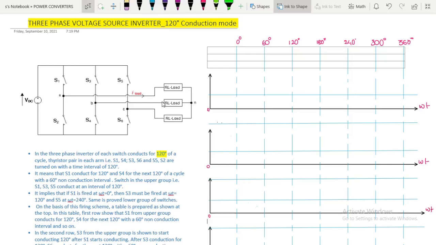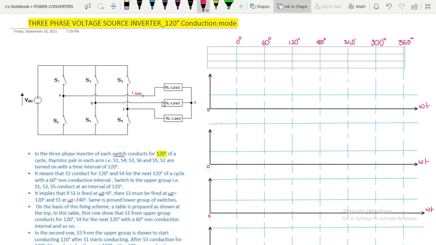So, hello students, we are going to see three-phase voltage source inverter with 120-degree conduction mode. In the earlier class we have seen 180-degree conduction mode of the switch. In this mode, the switch will conduct for 120 degrees. Here we will have 6 switches, because we are operating a three-phase inverter, S1 to S6. S1, S3, S5 are the upper group switches, S2, S4, S6 are the lower group switches.